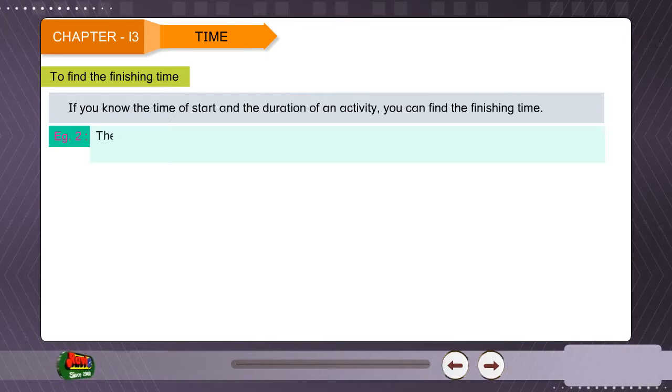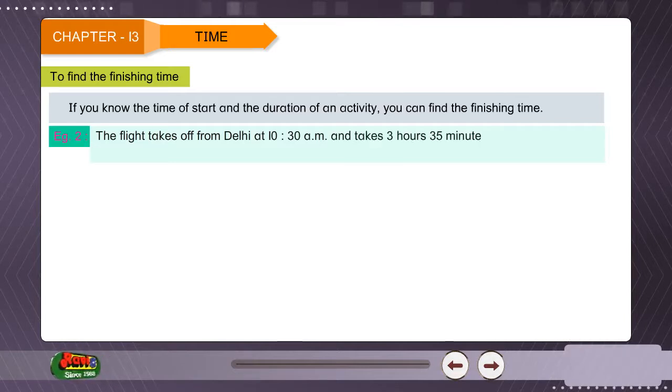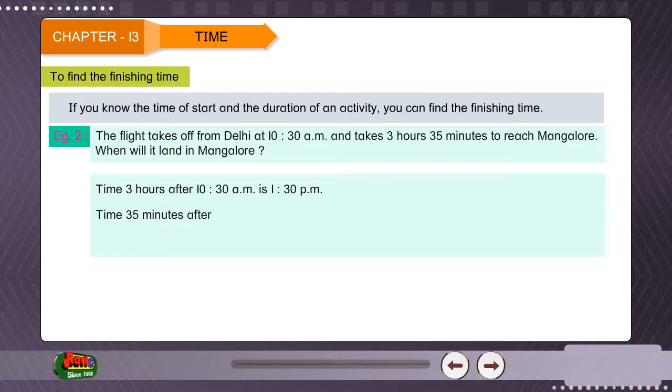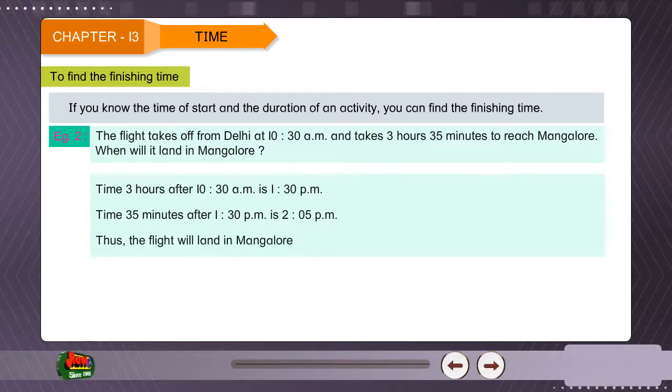Example 2. The flight takes off from Delhi at 10:30 a.m. and takes 3 hours 35 minutes to reach Mangalore. When will it land in Mangalore? Time 3 hours after 10:30 a.m. is 1:30 p.m. Time 35 minutes after 1:30 p.m. is 2:05 p.m. Thus, the flight will land in Mangalore at 2:05 p.m.